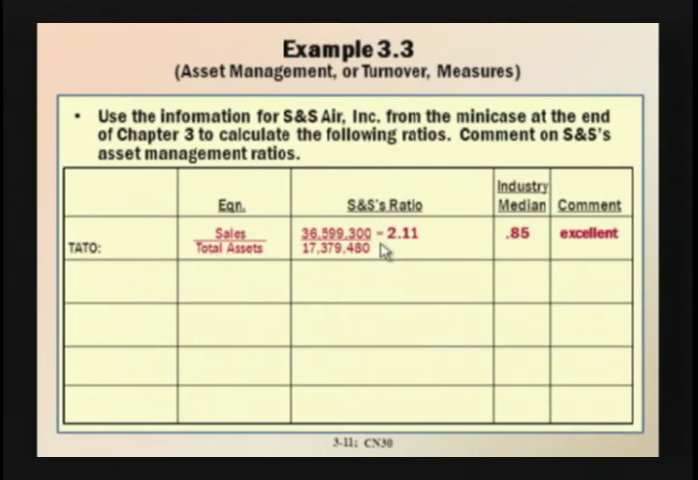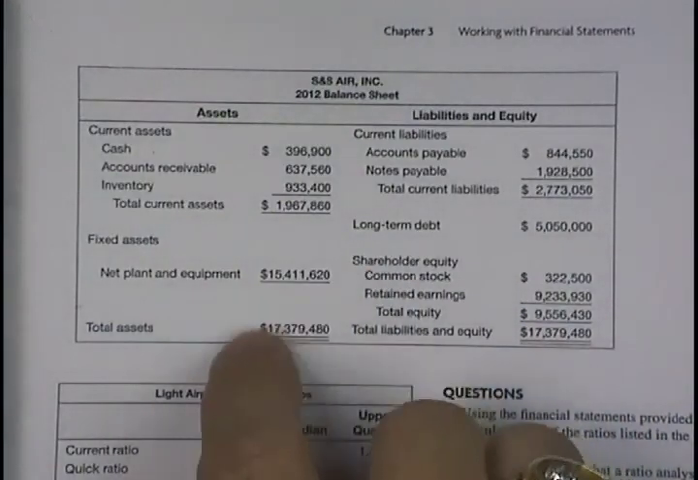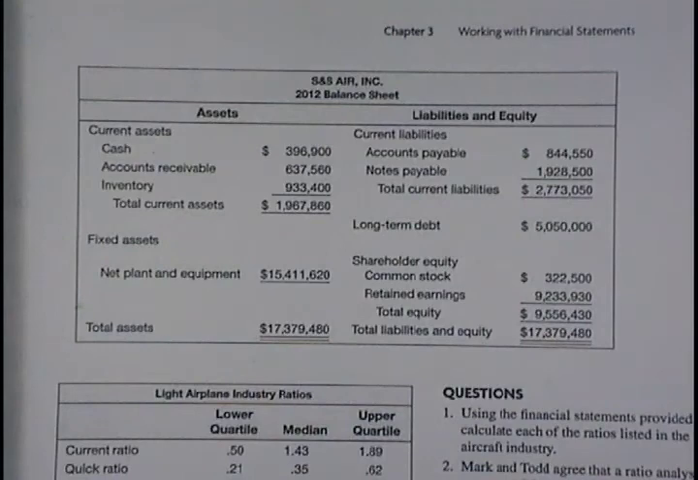That indicates S&S Air is doing an excellent job of putting the total assets to use to generate sales dollars, well over 2 times the industry median, which is excellent. S&S is doing a good job employing its assets to produce sales dollars. Again, the sales came off the income statement, total assets came off the balance sheet. Total assets have been totaled on the left-hand side of the balance sheet at $17,379,480.